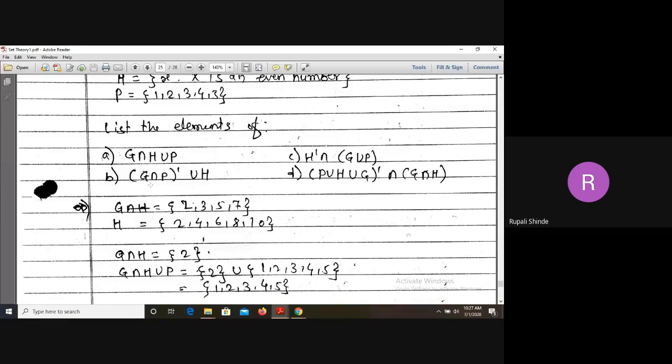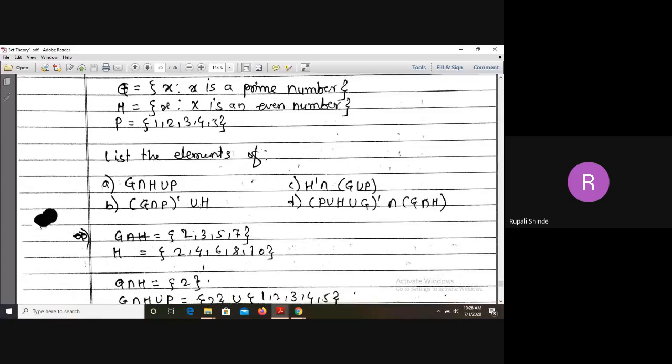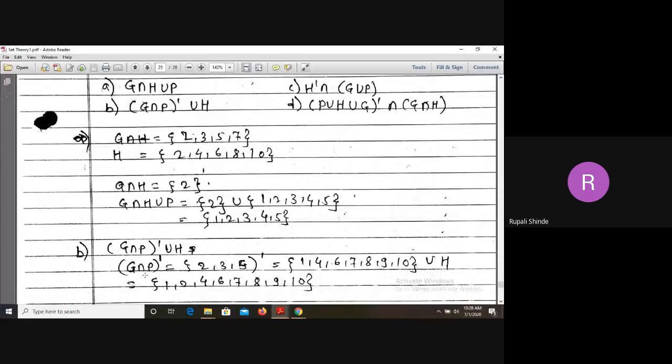Now we have to find out the second one, G intersection P whole complement. Okay. So do you have any idea how we can solve this? First of all, we have to find out the value for G intersection P. Okay. So tell me, what would be the value for G intersection P? G is given here, P is here. So if you perform the intersection operation, then what will you get? 2, 3, and 5. Because these three elements are common between G and P.